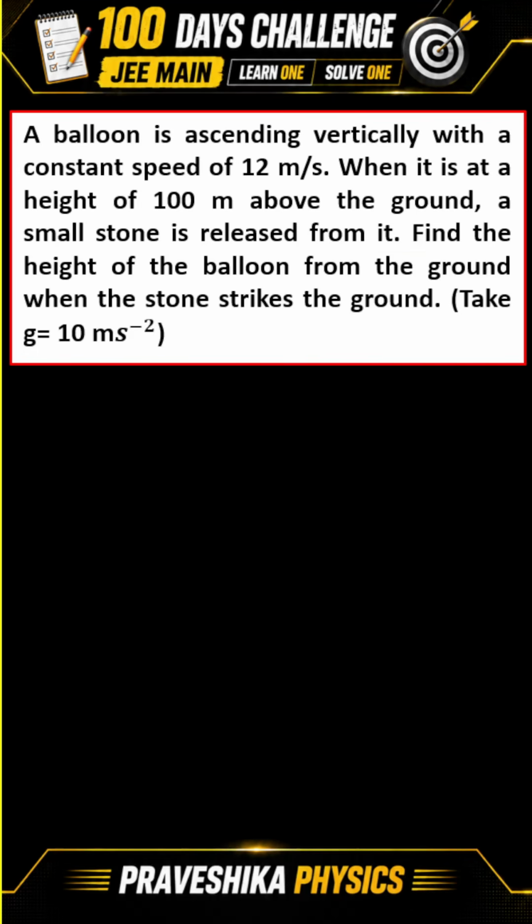Similarly, one more question I have given you here also. Here you see the slight difference is there. Here, instead of the balloon moving upward, it is descending with a speed of 12 meter per second. So analyze the situation here and try to solve.